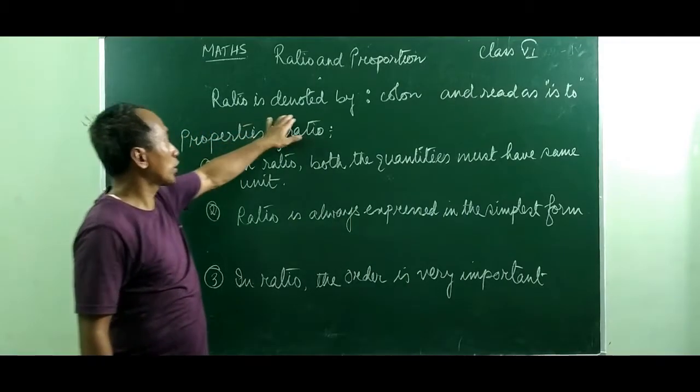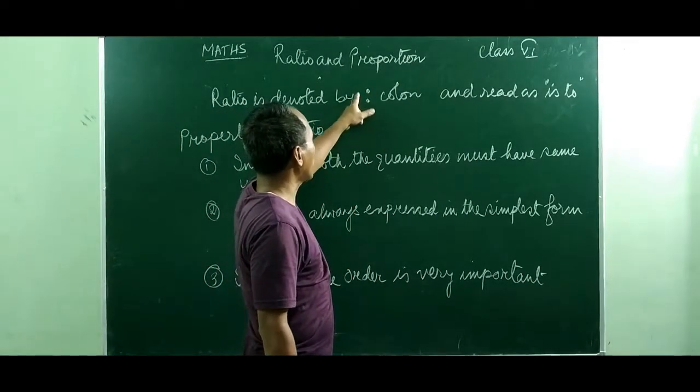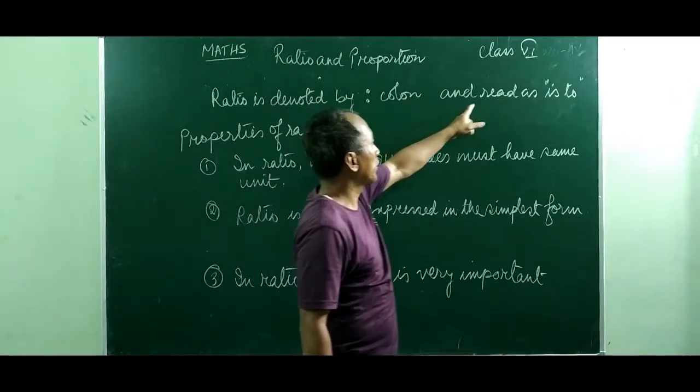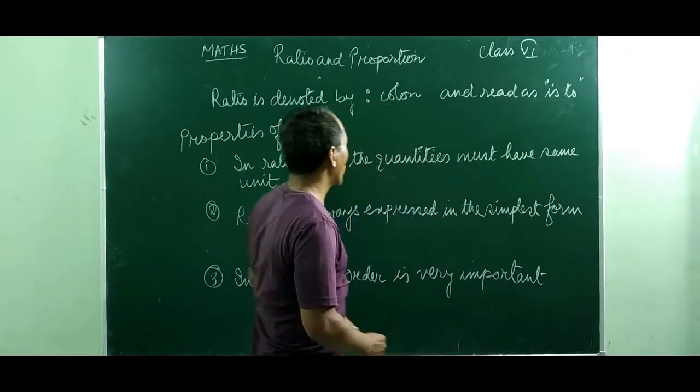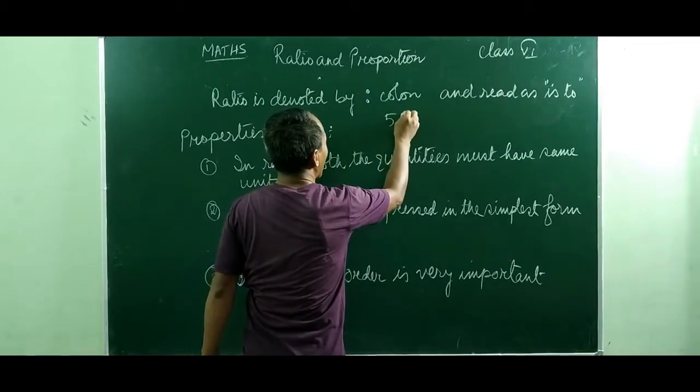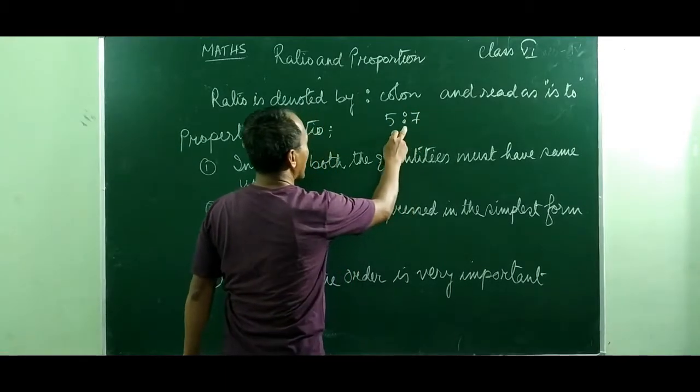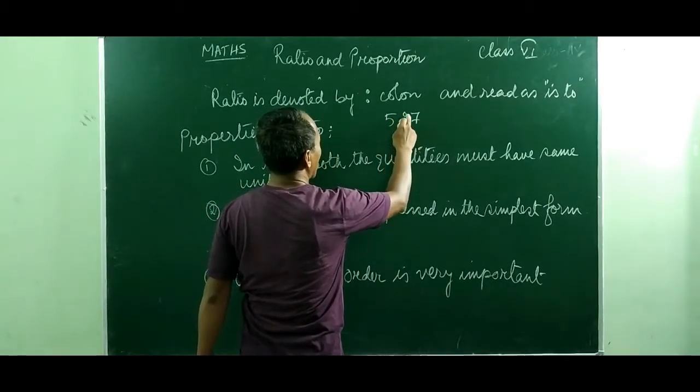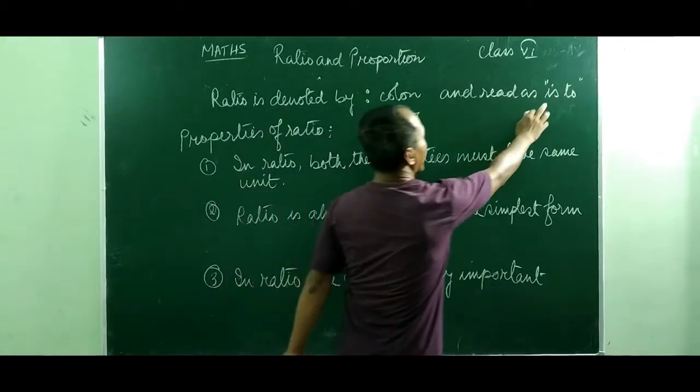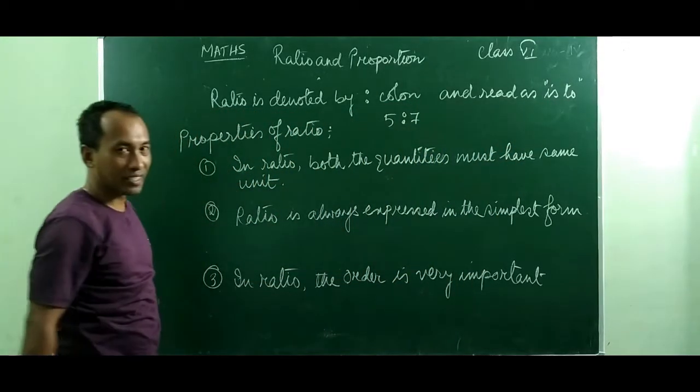Here ratio is denoted by a symbol colon, and read as is to. We write 5:7. This one is denoted by colon, but read as is to.